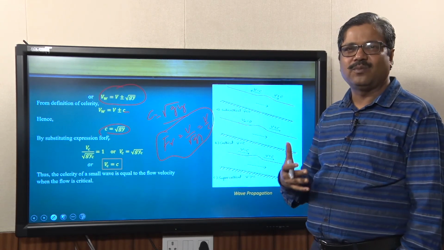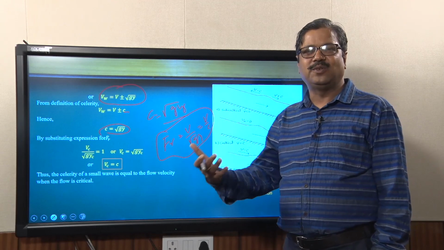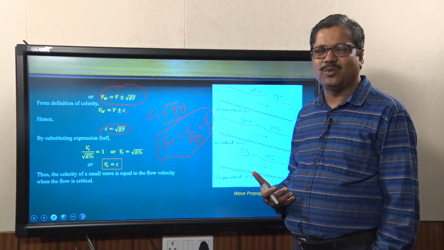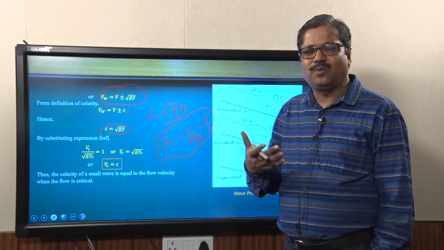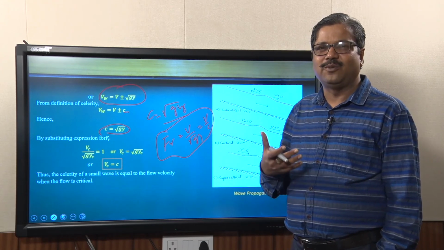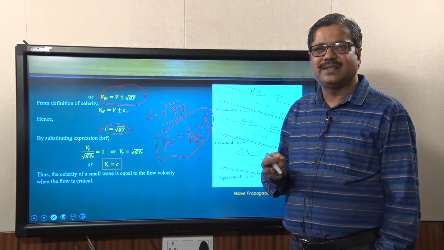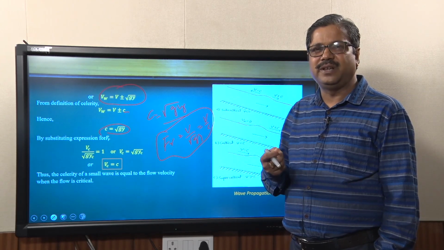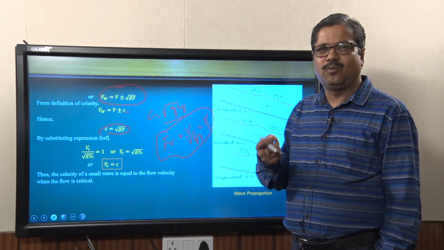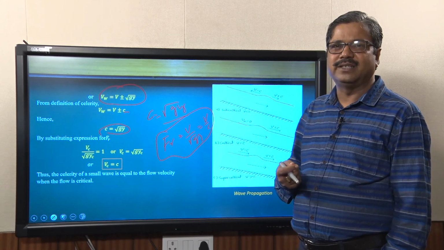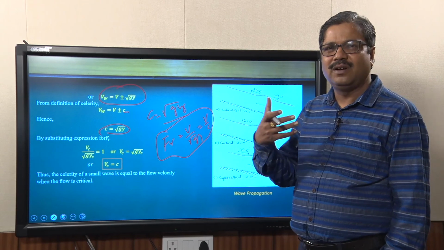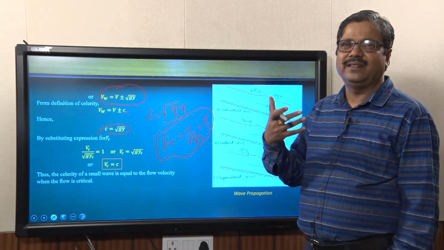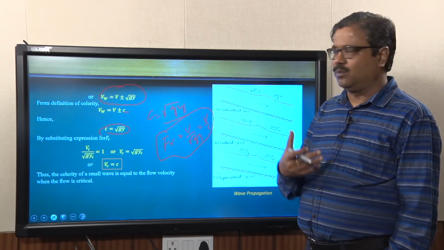Earlier we discussed that the Froude number is a ratio between inertia forces and gravity forces. Here we are talking about the same concept: critical flow happens when you create a disturbance, and that disturbance speed and V, the flow velocity, are equal to each other. Then you will have a Froude number of 1. So, in terms of wave celerity, we are defining the Froude number.